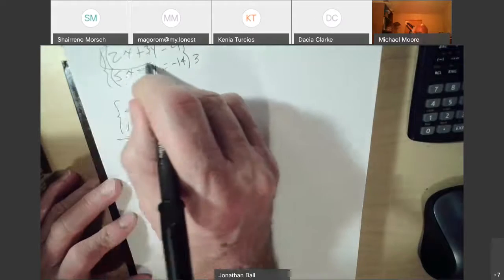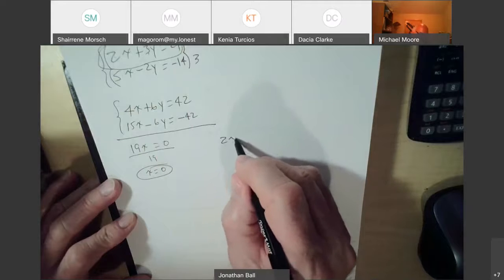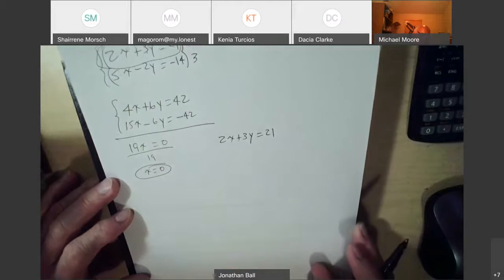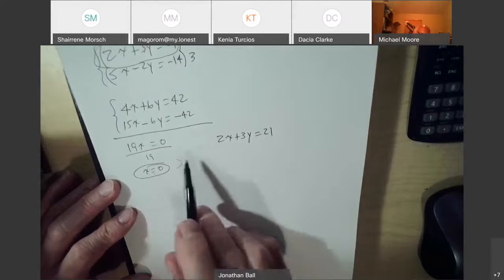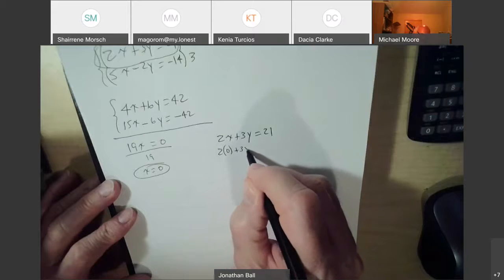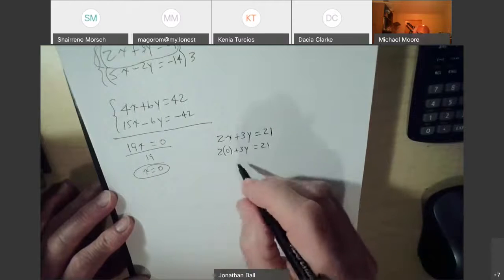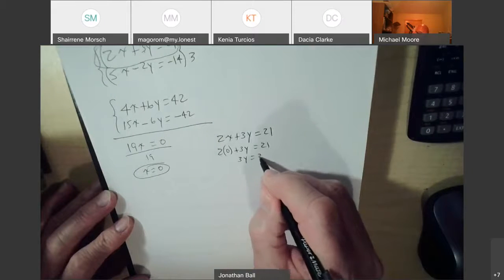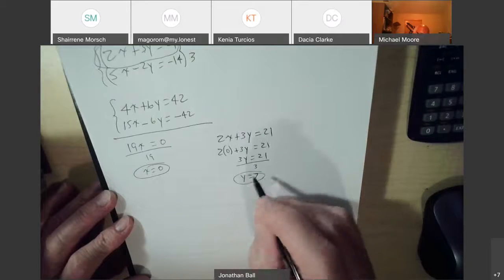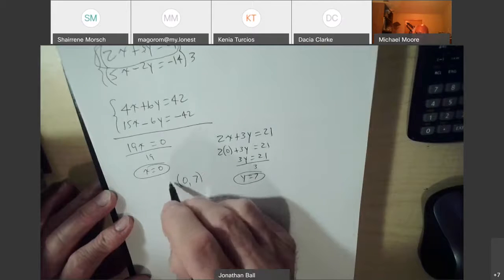Let's use this top equation. Again, it doesn't make any difference which one you use. Get the easiest one. So if we have 2x plus 3y equals 21, we plug 0 in for x. So 2 times 0 plus 3y equals 21. 2 times 0 is 0, so we end up with 3y equals 21. Divide by 3, y is 7. So our solution is 0, 7.